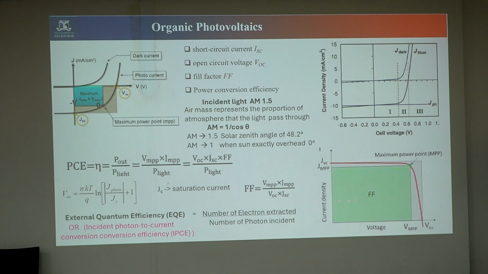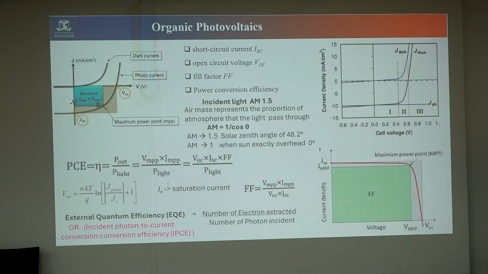I said P light is one sun, and 1000 watt per meter square is the standard one. All solar cells are reported as measured under one sun condition. That's 1000 watt. And the illumination condition is 1.5 AM. What is the incident light 1.5 AM?